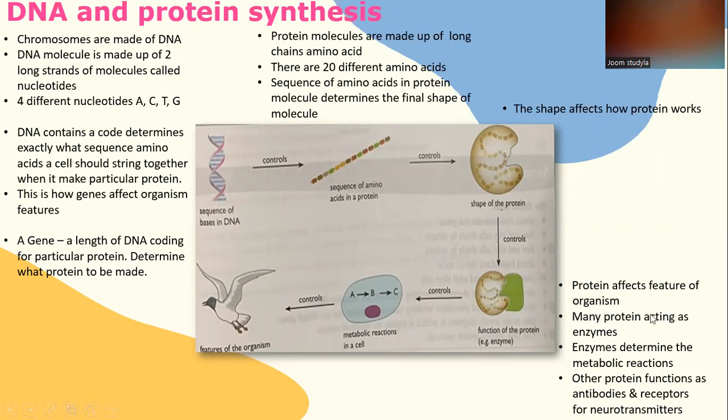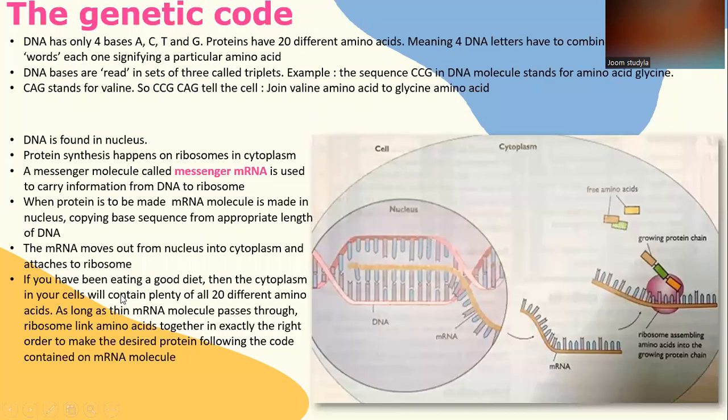Proteins affect features of organisms. Many proteins act as enzymes. Enzymes determine the metabolic reactions. Other protein functions are as antibodies and receptors for neurotransmitters. A gene is a length of DNA coding for a particular protein, and genes determine what protein is to be made.